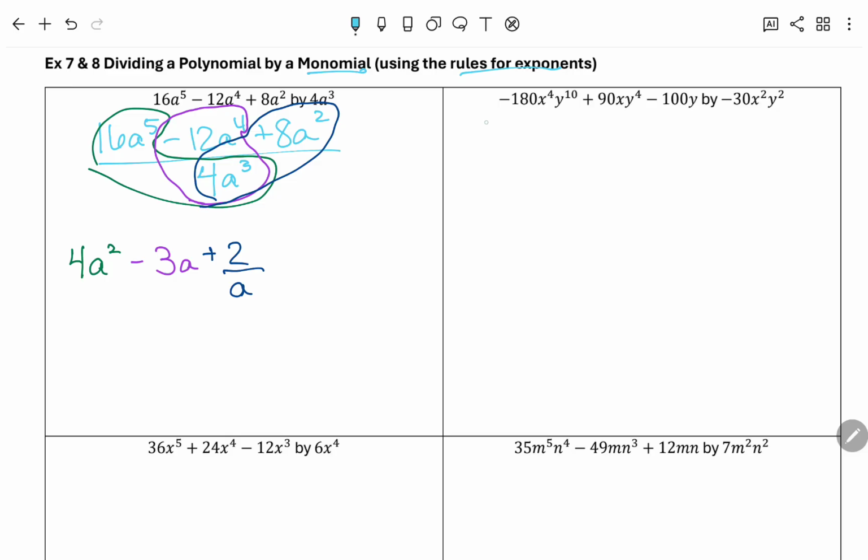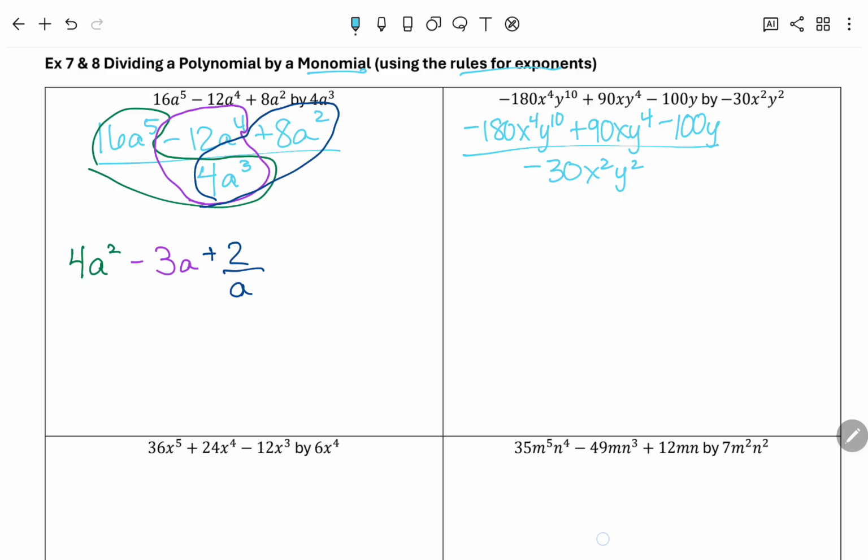Let's try this one. Let's see what's going on here. Negative 180 x to the 4th y to the 10th, 90x y to the 4th minus 100y dividing by negative 30x squared y squared. So same process where each of these three terms is being divided by this one in the denominator. So I'm going to take it one by one.